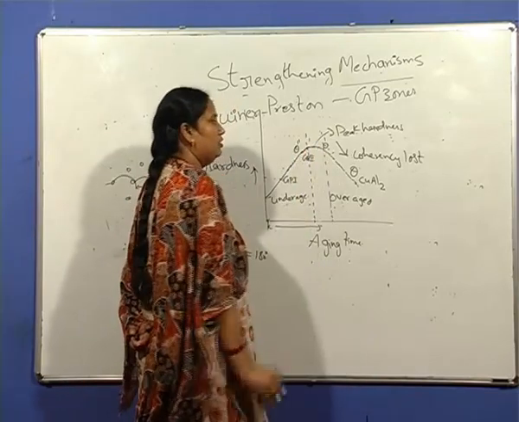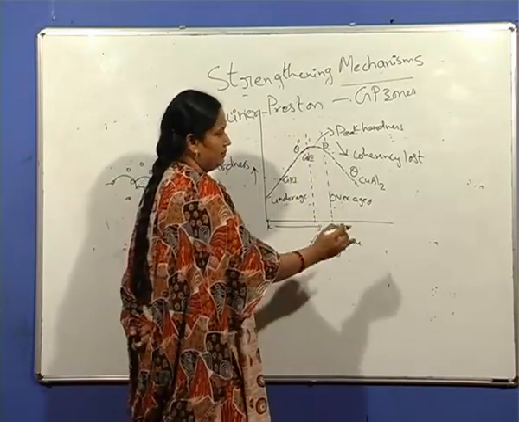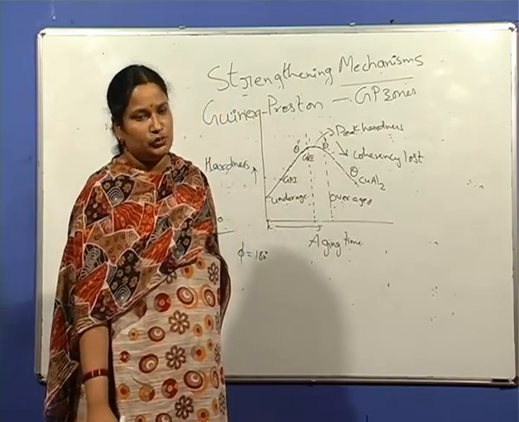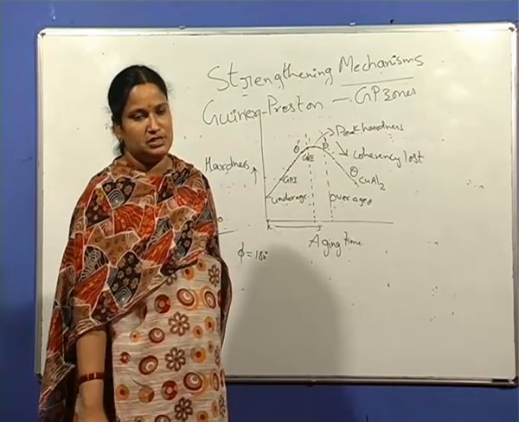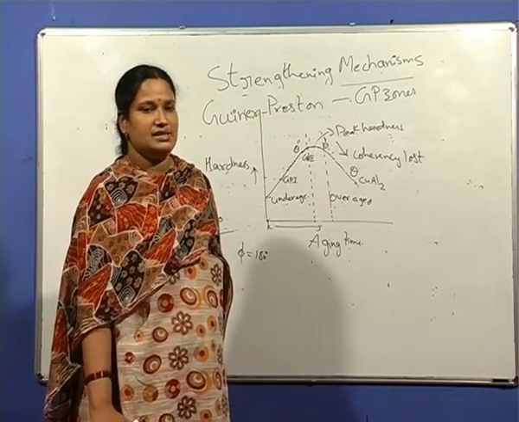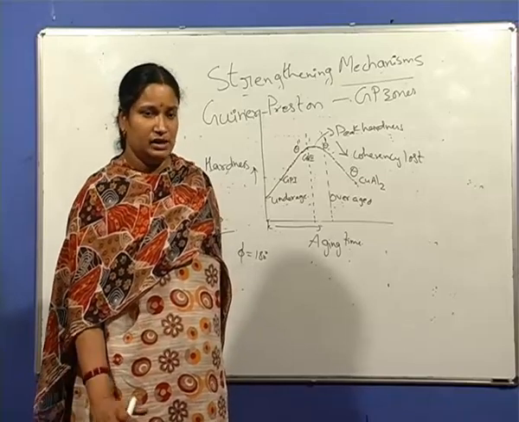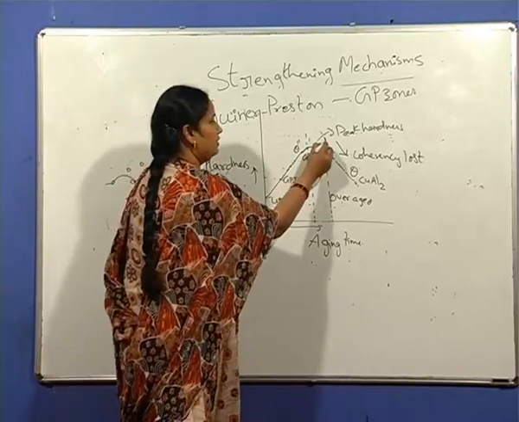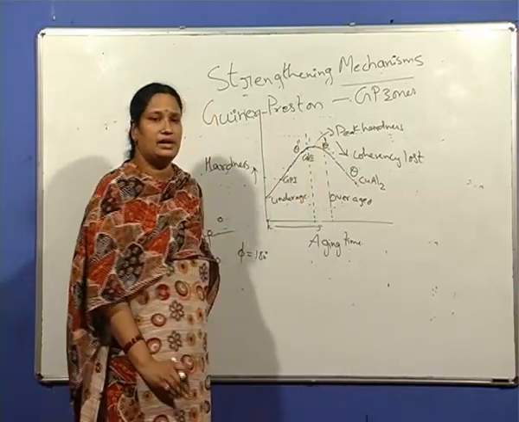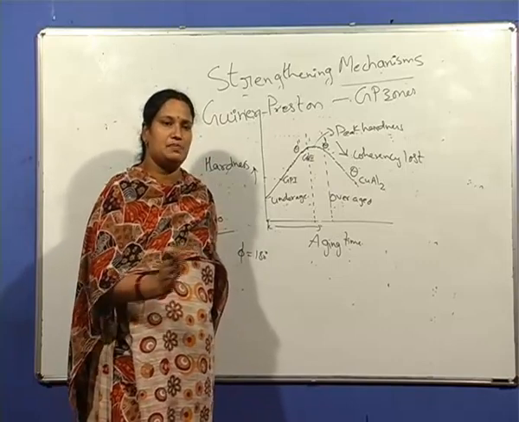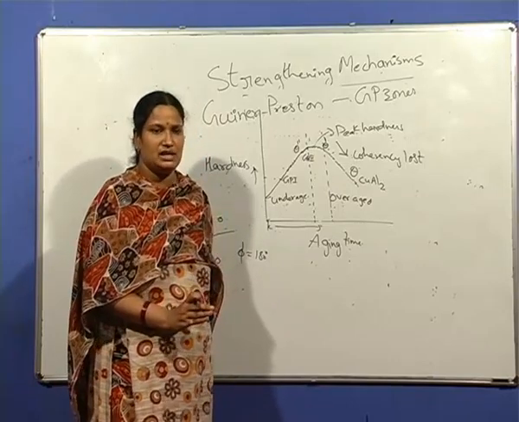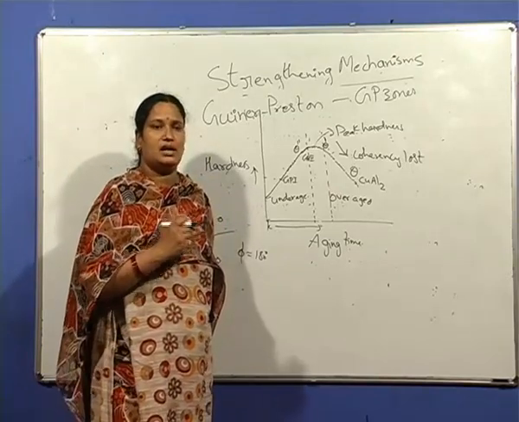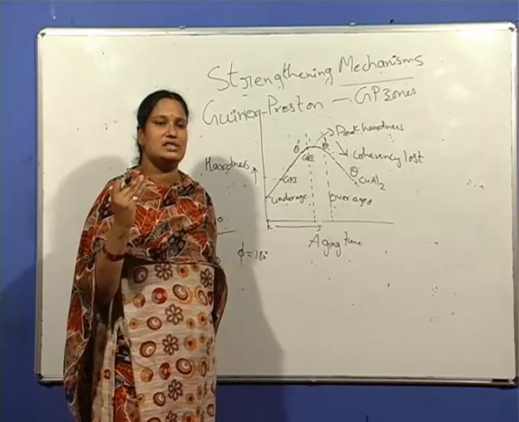Then with further increase in aging time, theta prime phase forms, which increases the strength of the alloy, mainly due to the coherency between the lattice parameter of the precipitate and that of the matrix. Because of the lattice matching, coherency between the precipitate particles and the matrix, the hardness or the strength of the alloy still increases further.